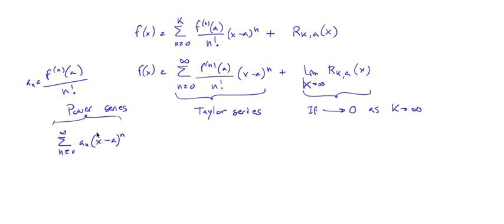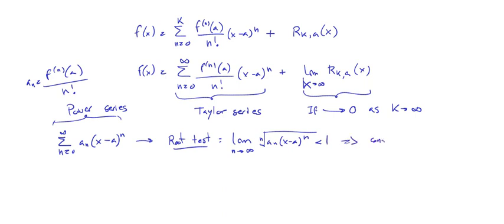Now where is this convergent? We can apply the root test, right? The root test says that this is going to be convergent if the limit when n goes to infinity of the nth root of a sub n times (x minus a) to the n is smaller than 1. Okay, that implies convergence, right? Now let's compute this. This is the limit when n goes to infinity of the nth root of a sub n times the absolute value of x minus a, right? It has to be smaller than 1.